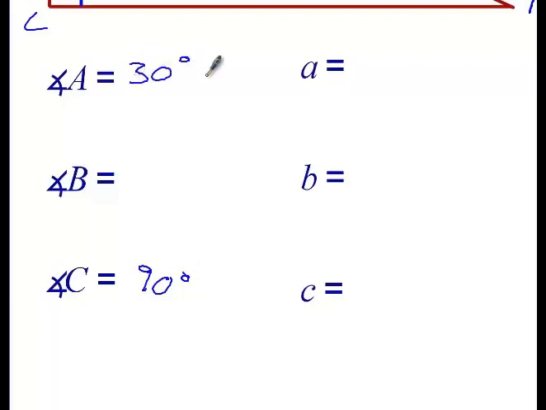And what did Chris say B was from yesterday? What do the angles inside a triangle have to add up to? 180. So what's 180 minus 90 minus 30? 60. So angle B is 60 degrees.